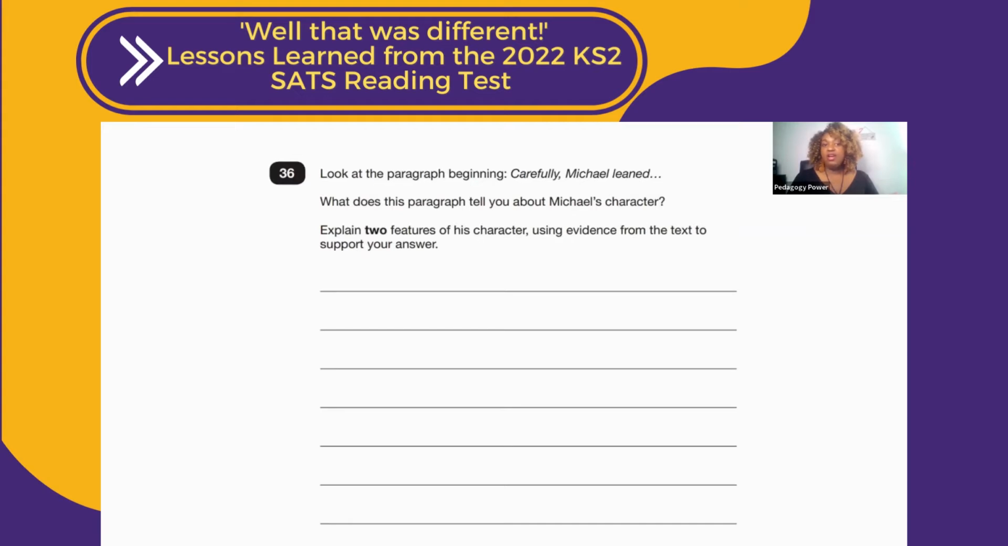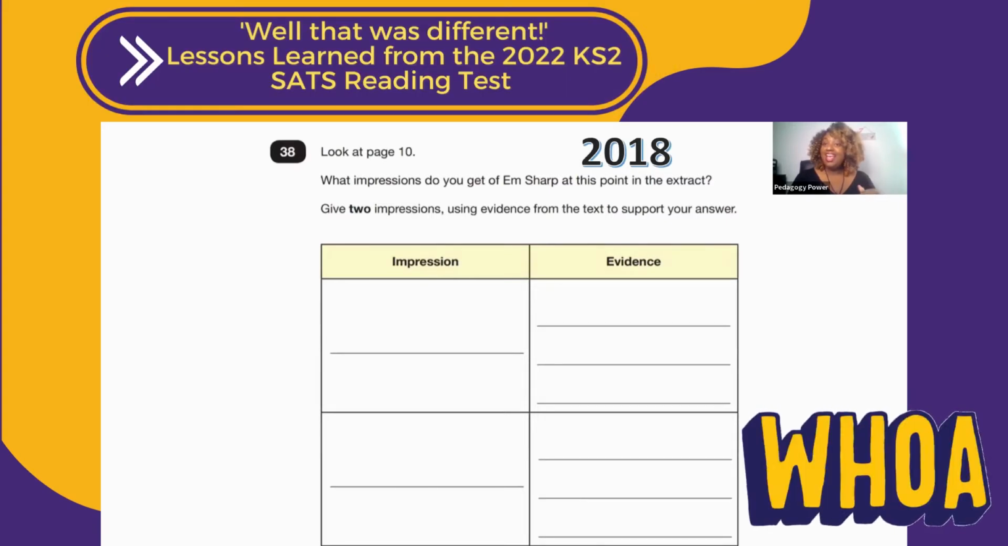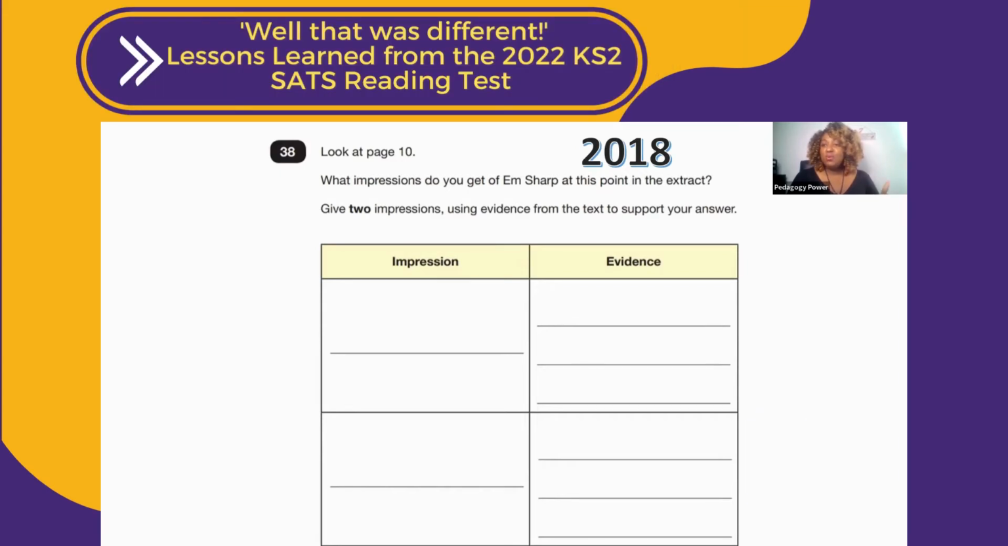Another 3 marker where they're explaining 2 features of the character in the text. And once again, using evidence to justify their answer. 2018 came along. And oh my goodness, didn't this question throw the children? When they saw the presentation of this, it all went to pots. They looked at it, they didn't know what to do with it, they didn't know where to write, and it was an entire mess.